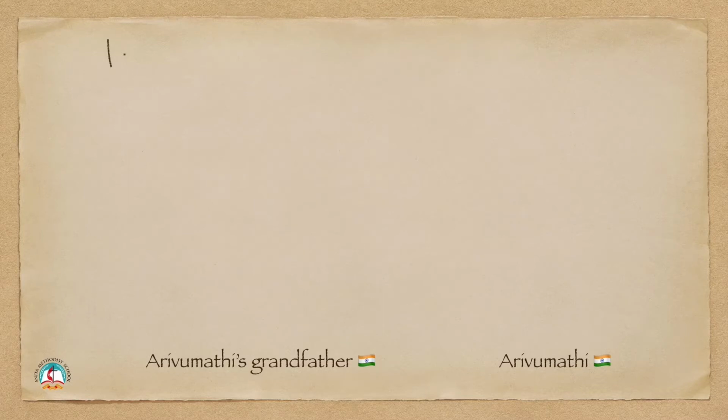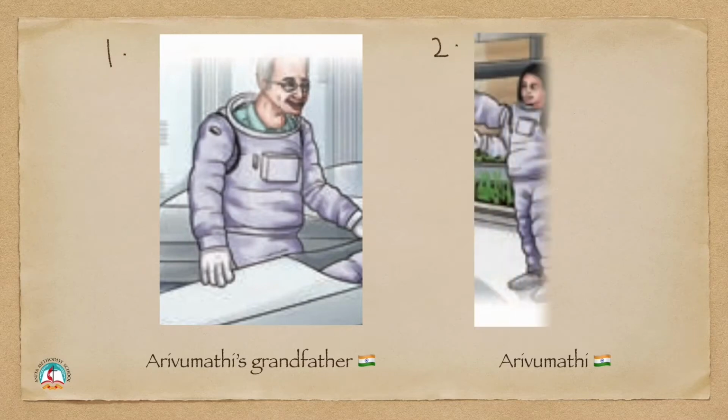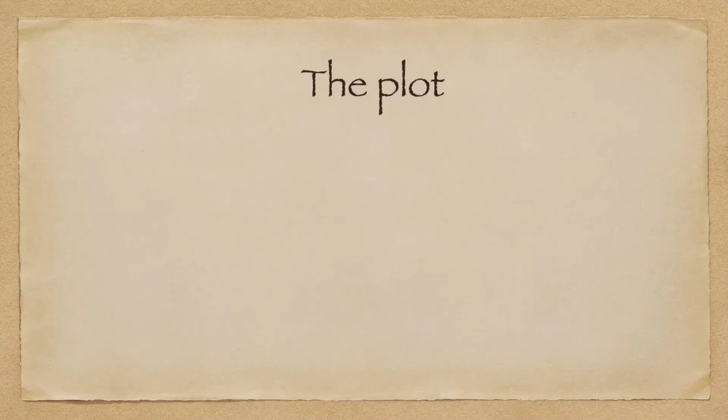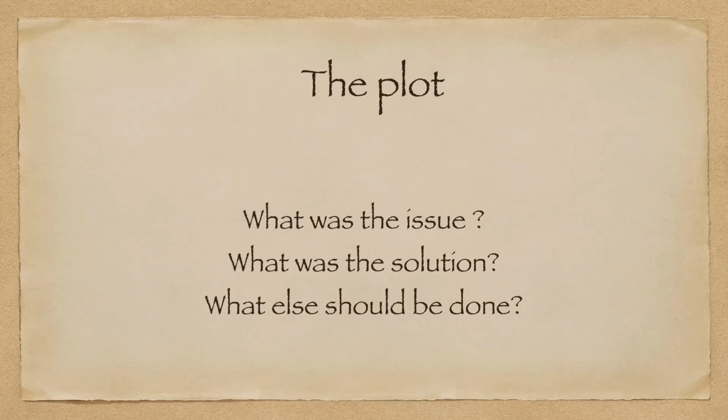Arivumari's grandfather. This is what finding out the character is all about. Both of them are from the Indian colony on Mars. The plot is about the issues or any event happening in a story. Here in this story, what is the issue? The issue is about growing crops.